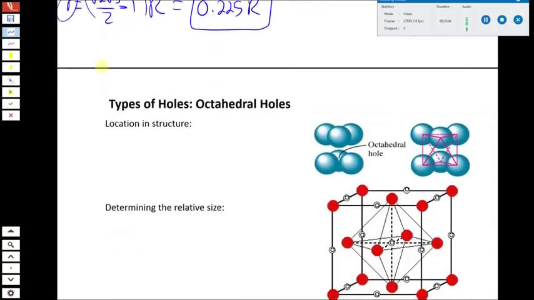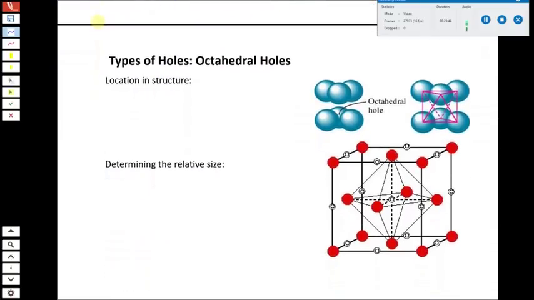The second type is an octahedral hole. So there's only going to be like 3 types of holes, so don't get too concerned. There's only 3 of them. All right, so these are located between 2 sets of 3 spheres in adjacent CCP layers. So octahedral holes also occur in the cubic close packed or face-centered cubic structure.